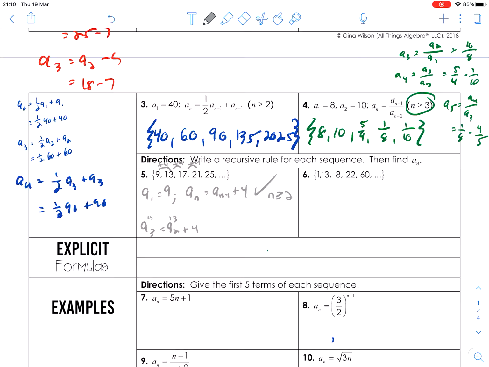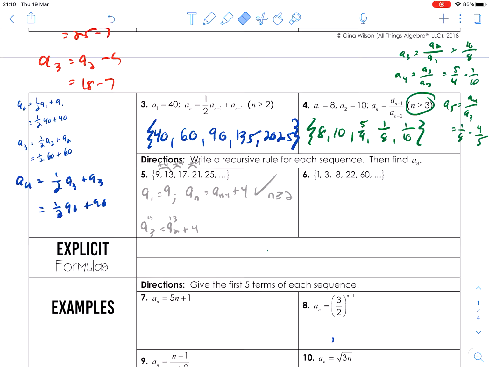All right. Okay. What if I did 1 plus 3, so times 2? Would that give me 8? It would. So let's see if it works with 3 plus 8 times 2. Does that give me 22? It does. That's it. So it's the two previous terms added together and doubled.